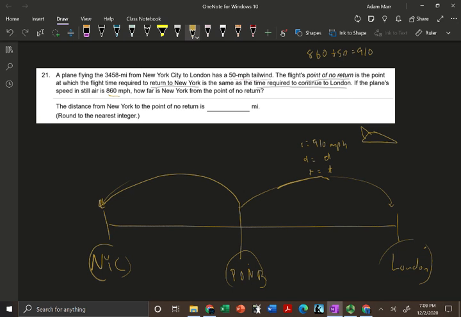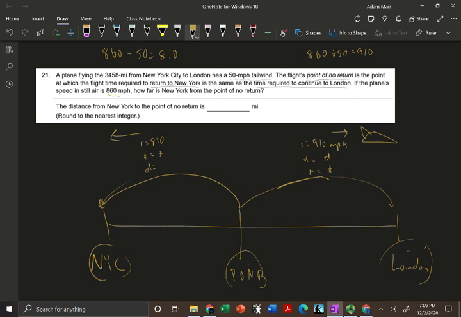Let's figure out the other way, going the opposite direction, from the point of no return back to New York City. All right, in that case, going from London back to New York City, we have a wind against us. So that's going to be 860 minus 50, which is 810. So my rate is 810. My time is still just going to be T.